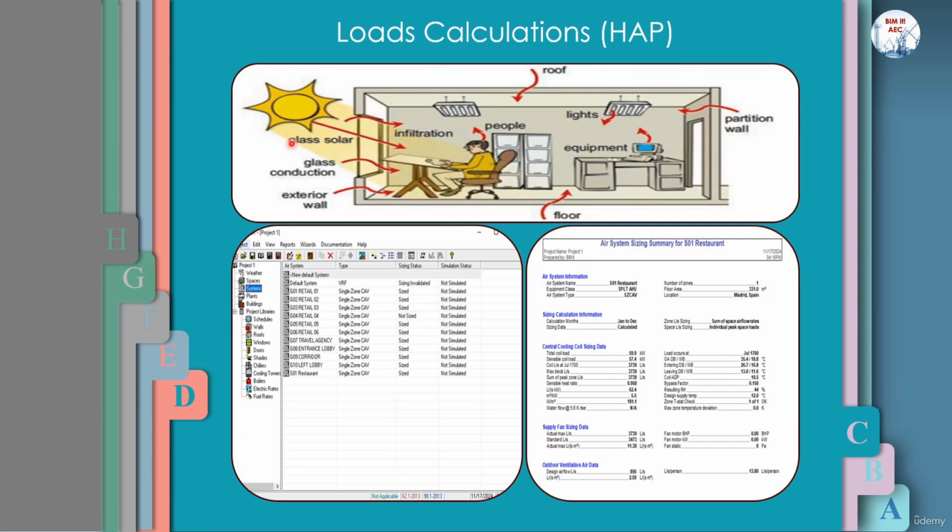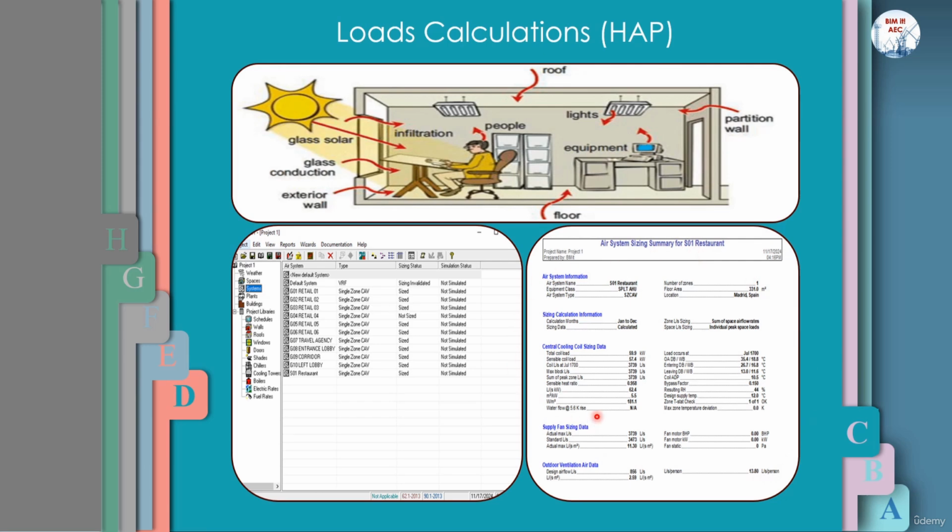The third step in the HVAC design is to find the loads and the heat gains from different sources. Solar heat gains through walls and windows, and the convection heat gain. Heat gains from people, from lighting fixtures, from equipment, etc. We will learn how to find the loads by using HAP software and how to extract the report.